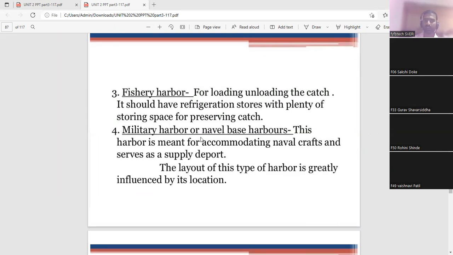And military harbor, or naval base harbor, this harbor is meant for the accommodation of naval craft and serves as a supply depot. The layout of this type of harbor is greatly influenced by the location.